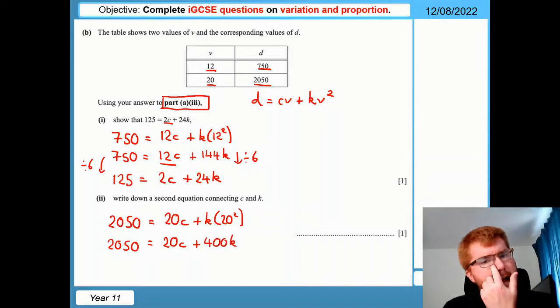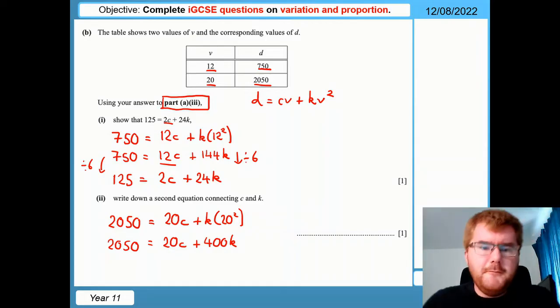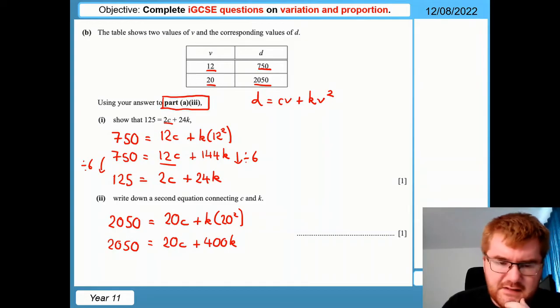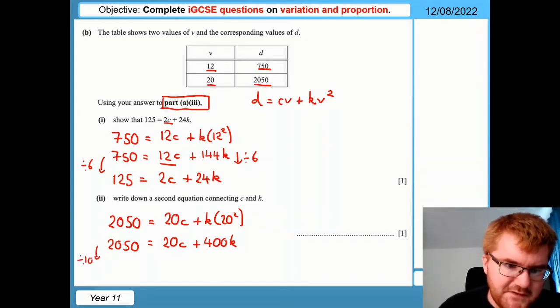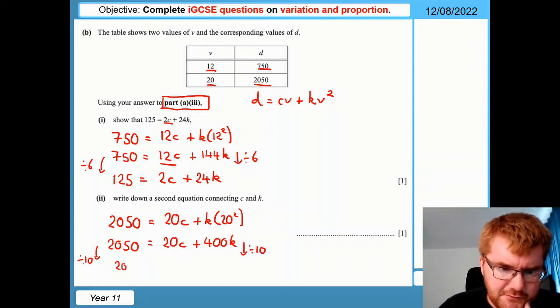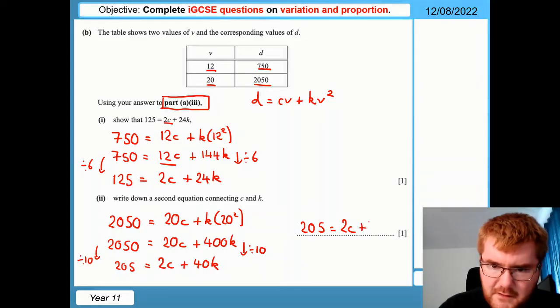And I'm sure that's fine in terms of the answer that they're looking for. But I'm going to try and simplify this as well because I'm going to need it later on. Notice 10 goes into all of these. It's the easiest thing to divide by on both sides of the equation. That gives us then 205 is equal to 2c, that's going to be helpful later on, plus 40k. So I'm going to write that in as my answer. Again, a more simplified version of what we've done before.